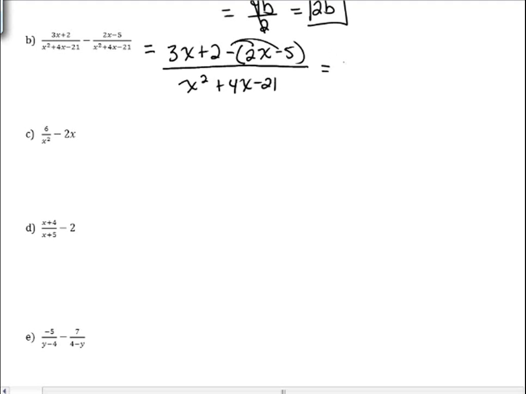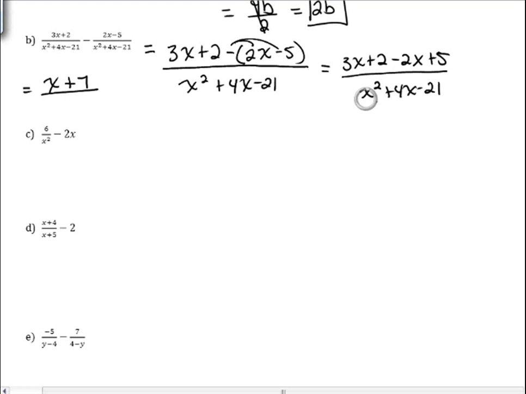Distributing the negative sign gives us 3x plus 2 minus 2x plus 5. This is over our common denominator, x² + 4x - 21. Now I want to combine like terms. I have 3x and negative 2x, that's x. And we also have 2 and 5, which is 7, so plus 7.